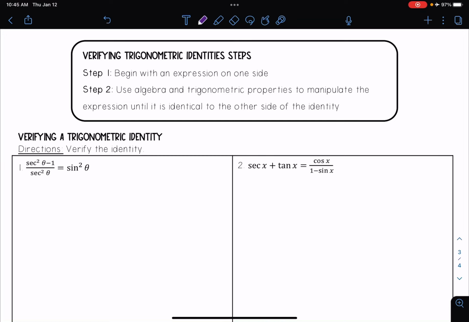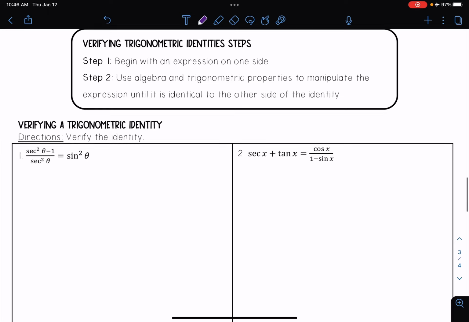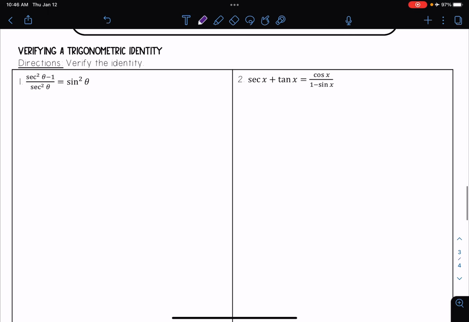In this video, we are going to work on verifying a trigonometric identity. What that means is we're basically going to prove that two trig expressions are equal to one another. To do that, we're going to begin with an expression on one side, and in the second step, use algebra and trig properties, so our trig identities, to manipulate the expression until it is identical to the other side of the identity. So let's go ahead and look at two examples.